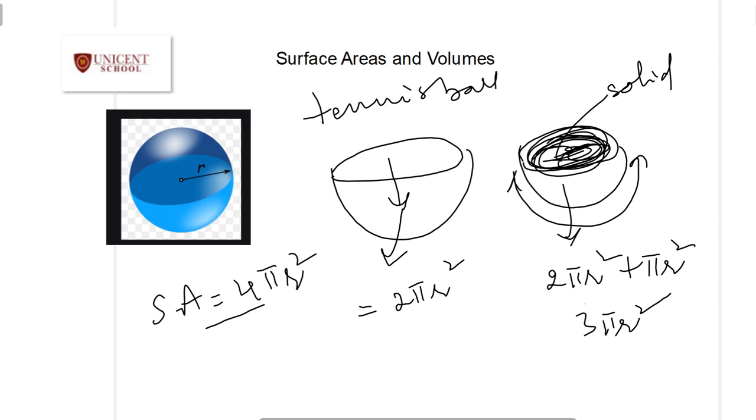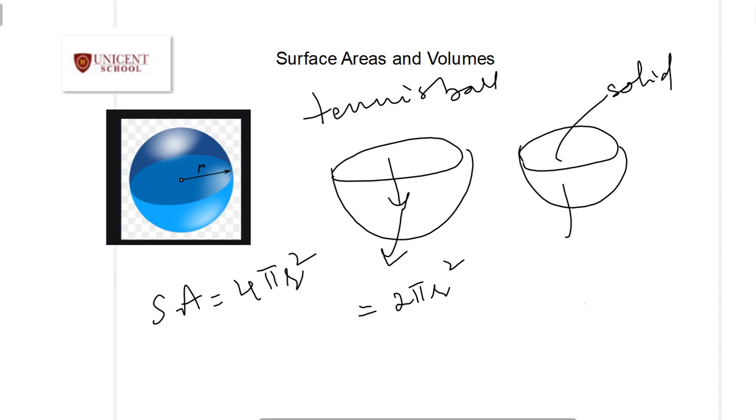So total surface area will be 4 pi r square. For a hemisphere, the hollow surface area will be 2 pi r square, and the solid surface area will be 3 pi r square. So this is about the hemisphere and sphere. Let us take one example to understand its application in our daily life.